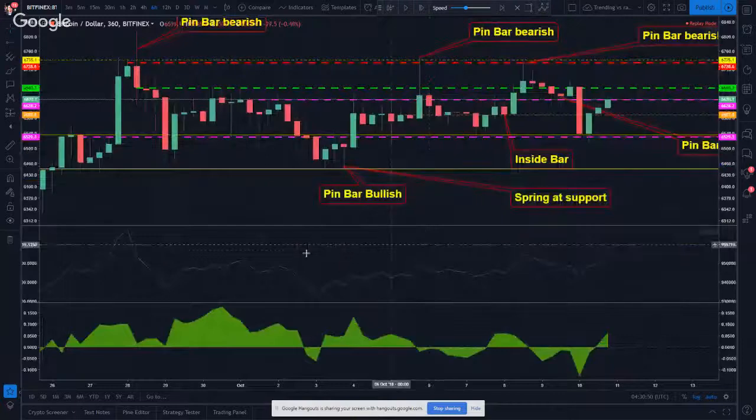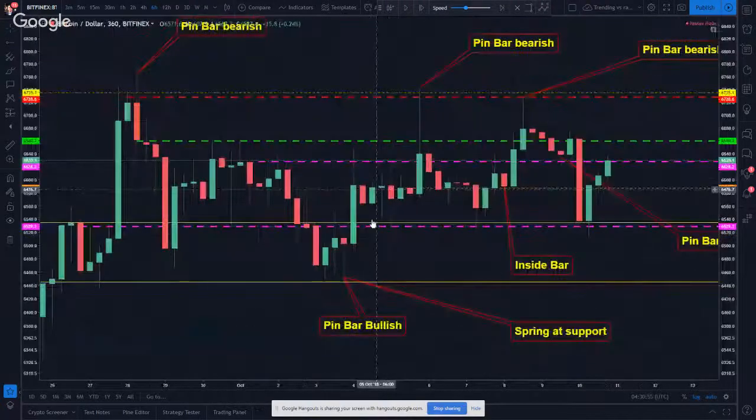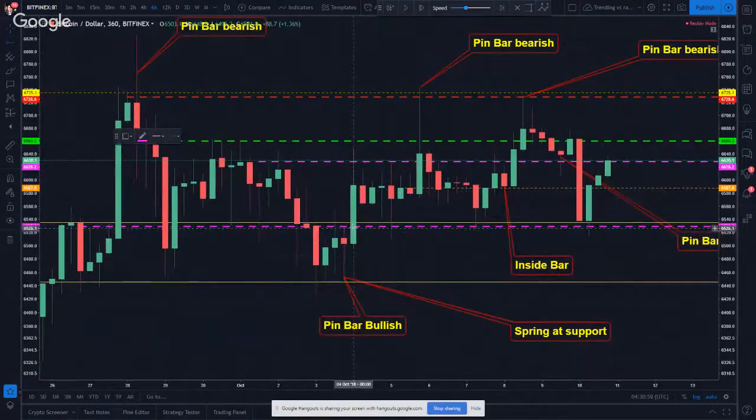I'm pretty sure volume was looking decent on that. It was rising. The CMF was dropping. So maybe I would have closed this position early. But in this case, we had market bought at this position here.